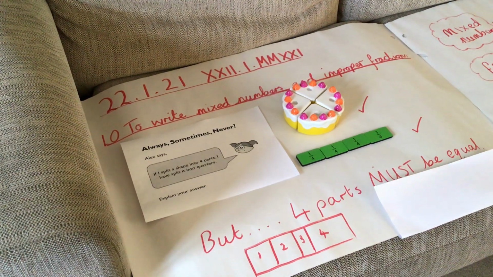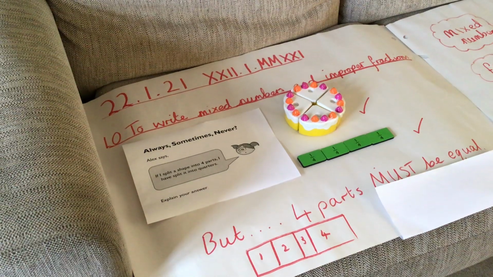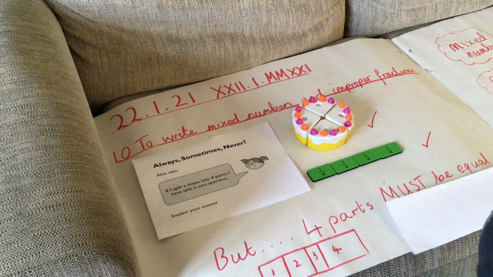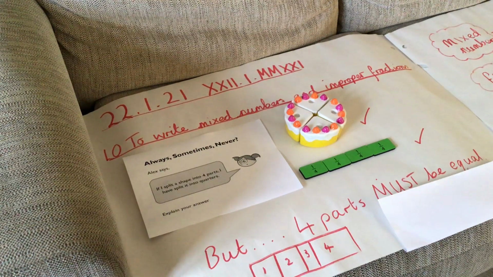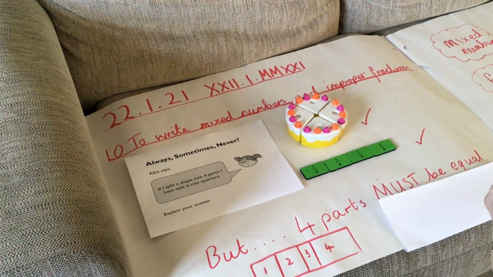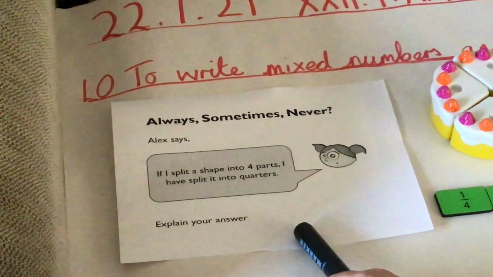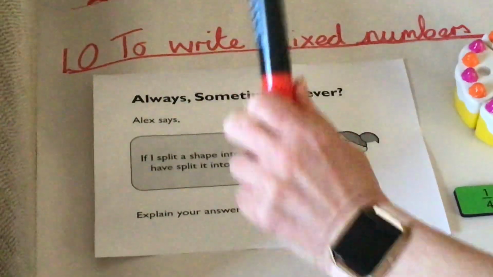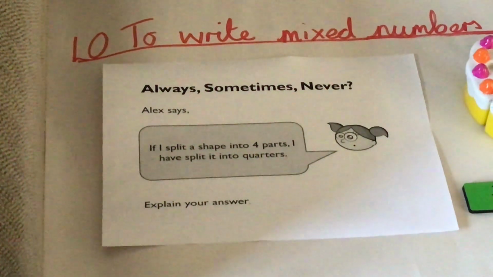This is a maths lesson for my group. What are we going to be doing today? We're going to be writing mixed numbers and improper fractions. But what I want to start with today, first of all, is just looking at the problem I left for you yesterday. This problem here, it was one of those always, sometimes or never problems.